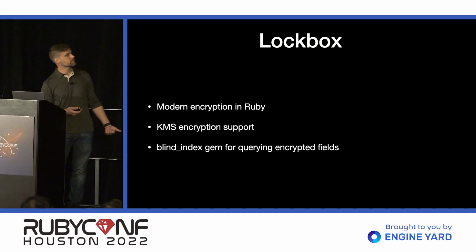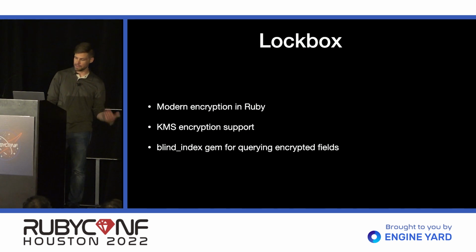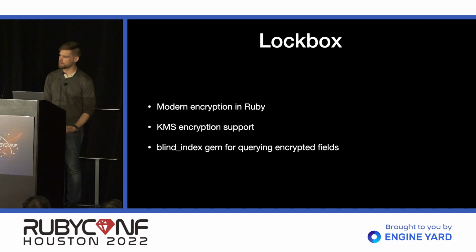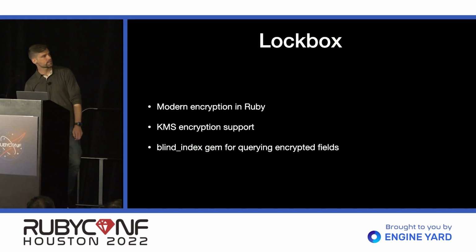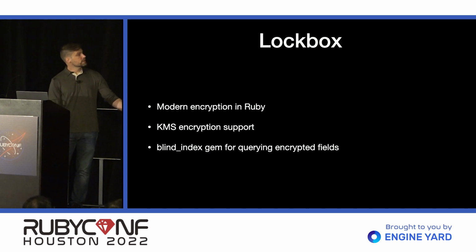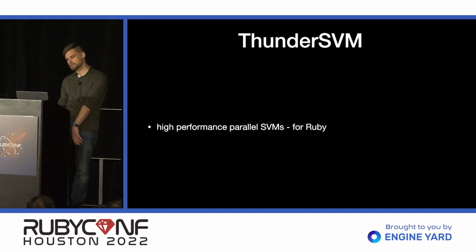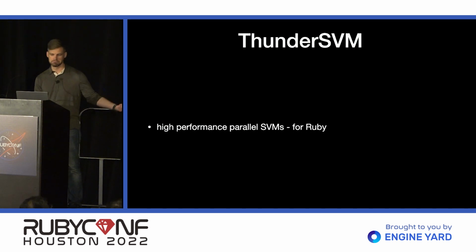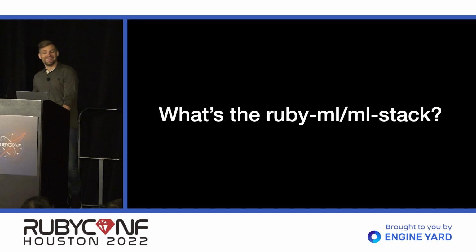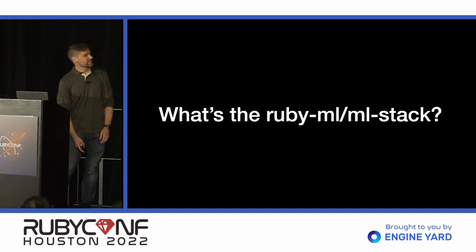Lockbox, awesome gem, predates Active Record encryption. It does field-level encryption and integrates with things like AWS KMS, which is the Key Management Service. And he also has a Blind Index gem that does encrypted field queries. So if you encrypt emails, you can still query and look up users by their email address. There's also ThunderSVM. I'm not going to talk about that much. And then there's this.